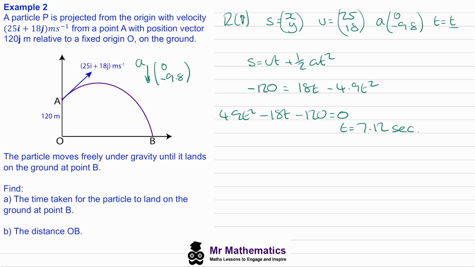And then for part B, find the distance OB. Well, with distance OB, we can consider the horizontal component. So this time, we're trying to find the displacement x. We know it's got an initial velocity of 25. We know the time now is 7.12. Then for our second part of the equation, well, this will all go because the acceleration is 0 horizontally. So the displacement then will be 178 meters. Okay? Let's move on to question 3.